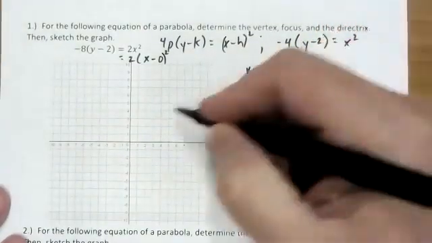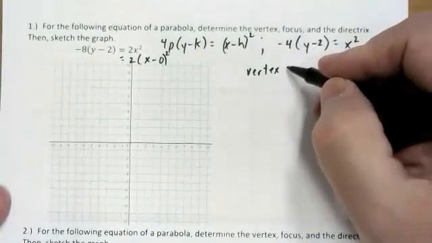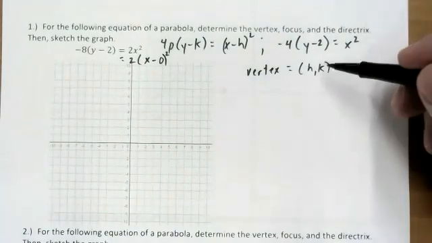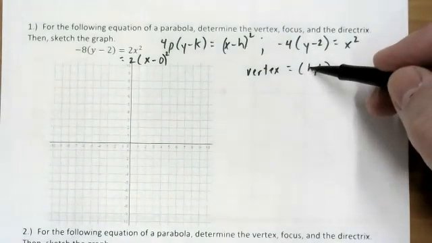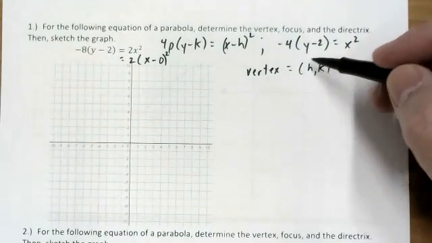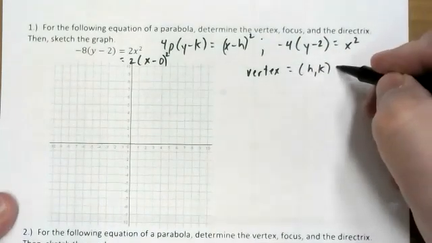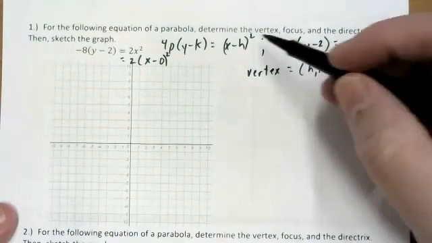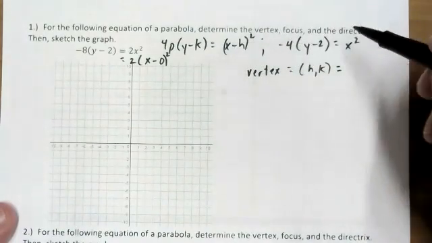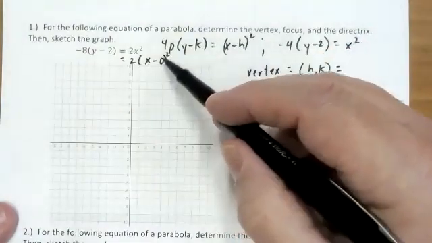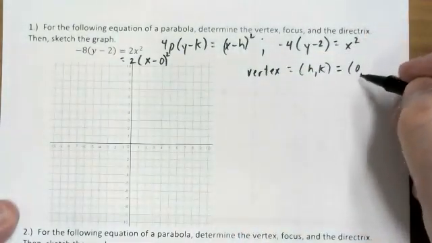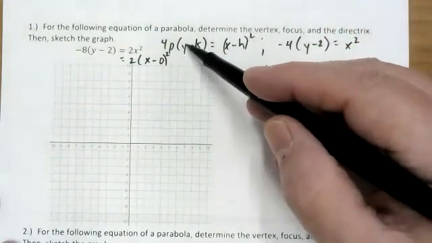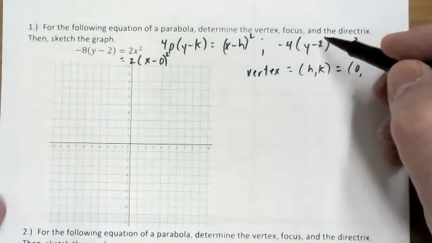Now, as it turns out, the vertex, which we will show you in a minute what the vertex is, is an ordered pair where H is the X value of the vertex and K is the Y value of the vertex. Well, from the standard equation, I can look at X minus H, in this case, like I showed you down here, H is going to be 0. K, Y minus K, here, Y minus 2.